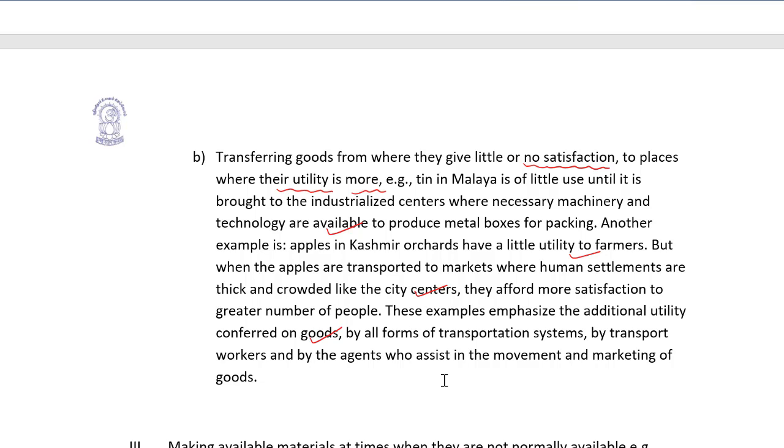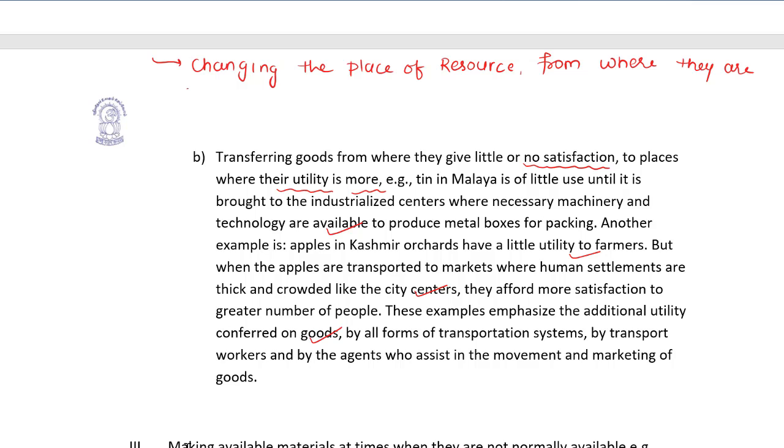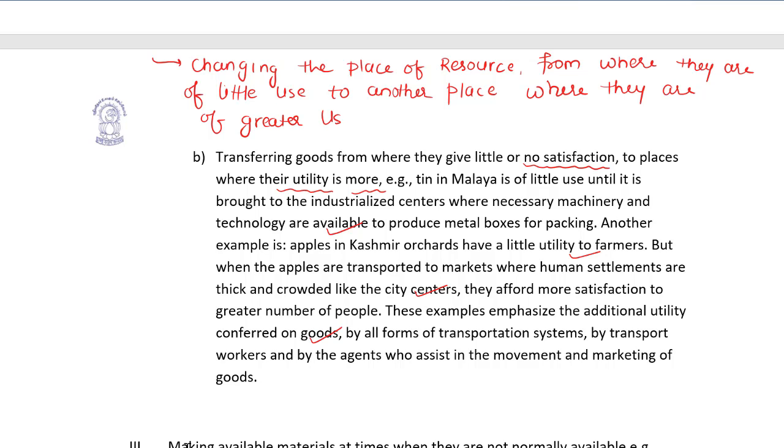So we can say that changing the place of a resource from where they are of little use to another place where they are of greater use is called place utility. I believe it is clear.